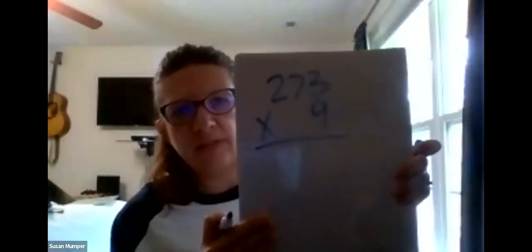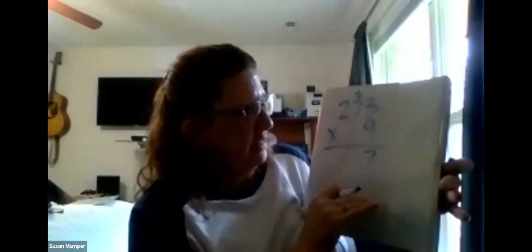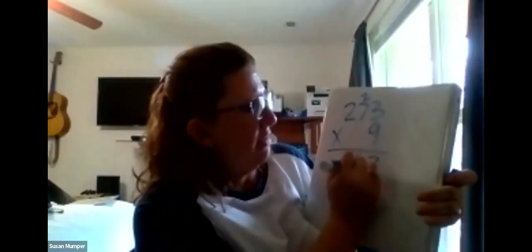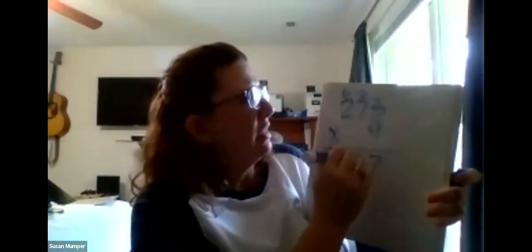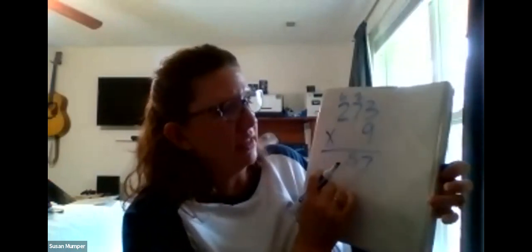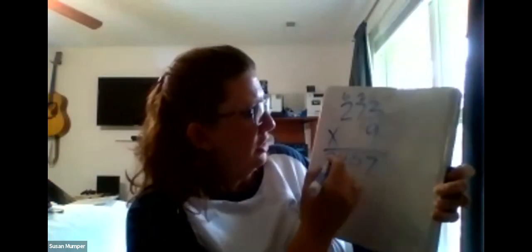So as you can see, I've written the problem down, 273 times 9. 9 times 3 is 27. Carry the 2. 9 times 7 is 63, plus 2 is 65. Carry your 6. 9 times 2 is 18, plus 6, so 18, 19, 20, 21, 22, 23, 24. So our answer to this first problem is 2,457.